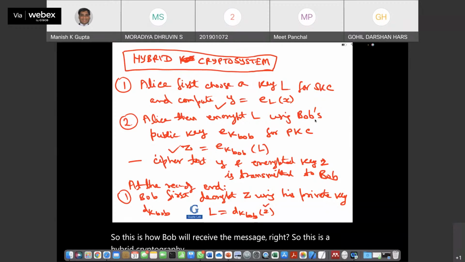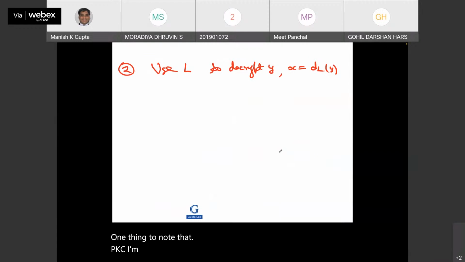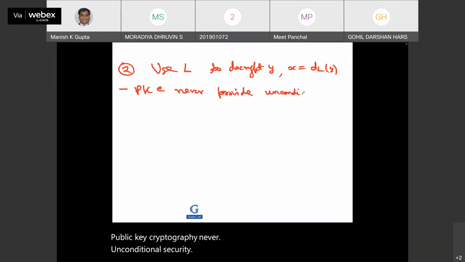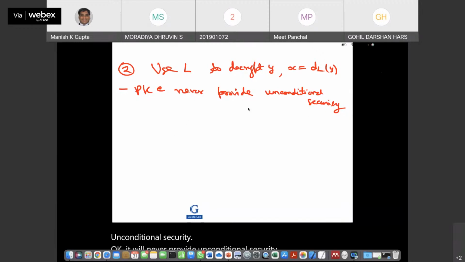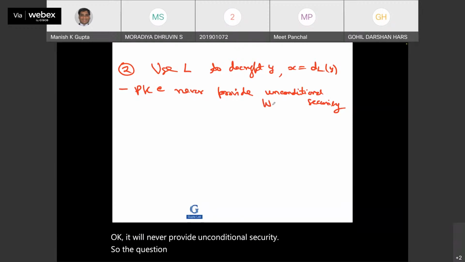Now one thing to note, and I'll ask you to note that public key cryptography never provides unconditional security. It will never provide unconditional security. So the question is why? Just think about it.